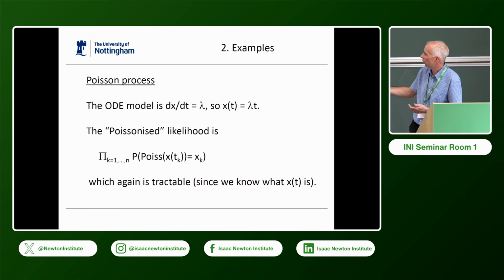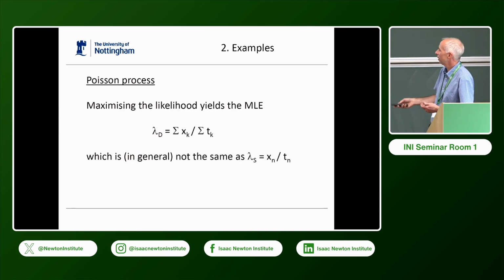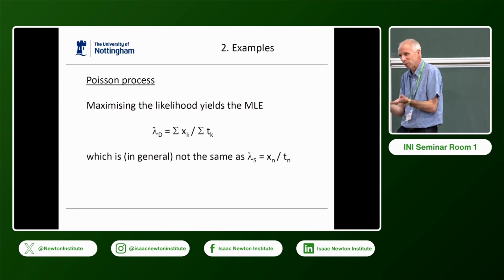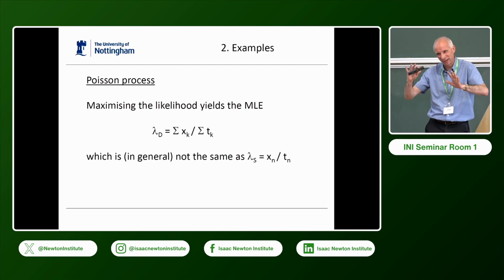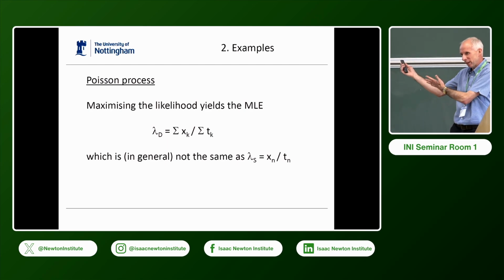Again, it's tractable. Why is that? Well, partly because I know what a Poisson mass function is, but also because I happen to know what x(tk) is in this particular case. All right. And here's what you get. So this time it actually depends on all of the observations and the sum of the times like this. And guess what? It's not necessarily the same. So even in this incredibly simple, basic model, with these two modelers who are completely different in their view of life, you end up with this.